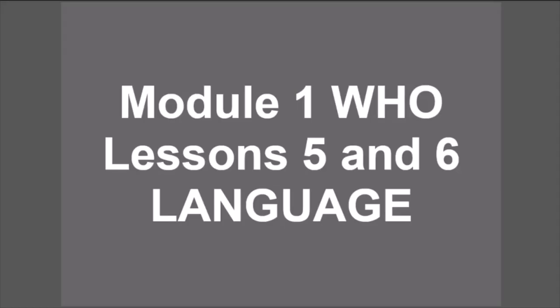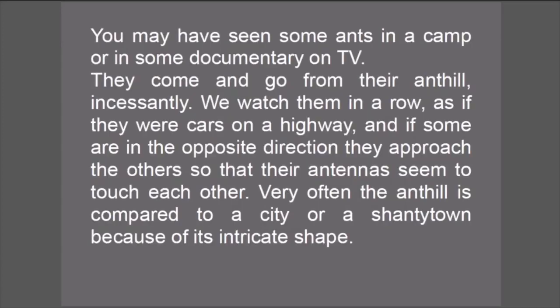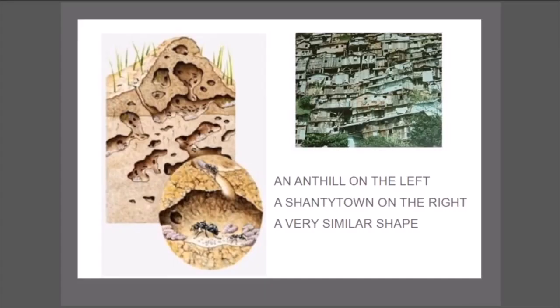Module 1. Who? Lessons 5 and 6. Language. You may have seen some ants in a camp or in some documentary on TV. They come and go from their anthill incessantly. We watch them in a row, as if they were cars on a highway. And if some are going in the opposite direction, they approach the others so that their antennas seem to touch each other. Very often the anthill is compared to a city or a shantytown because of its intricate shape. An anthill on the left, a shantytown on the right. A very similar shape.